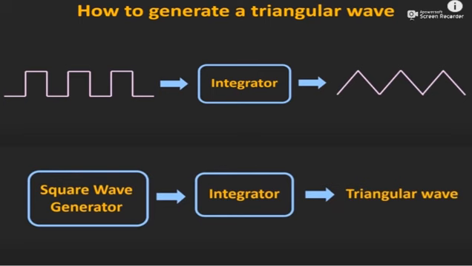How to generate a triangular wave? Basically, the output of the integrator is a triangular wave. The input of the integrator is a square wave. Now the square wave generator is given as input to the integrator, and the output of the integrator generates a triangular waveform.